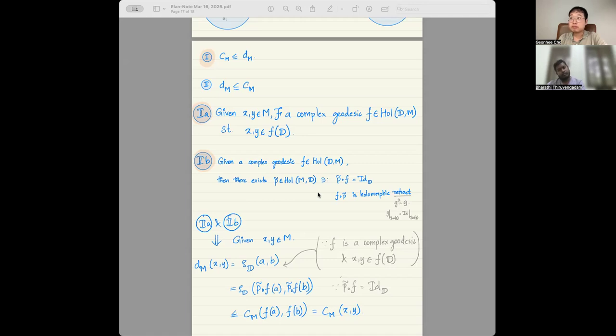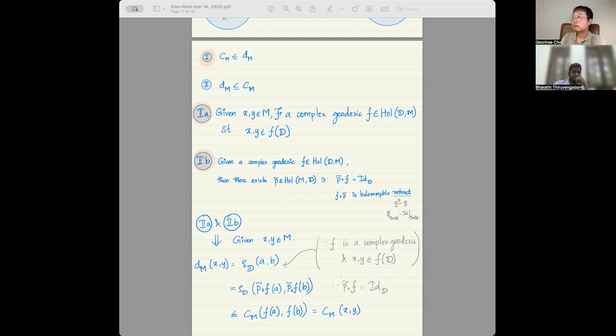Now, combining this 2A and 2B, we will be able to tell, given X and Y, 2 points in the manifold, we start with the Kobayashi distance. Now, since we have considered F to be a complex geodesic and X and Y to be in the image of F, we get a and b such that F of a is X and F of b is Y, such that this precisely says that F is a complex geodesic.